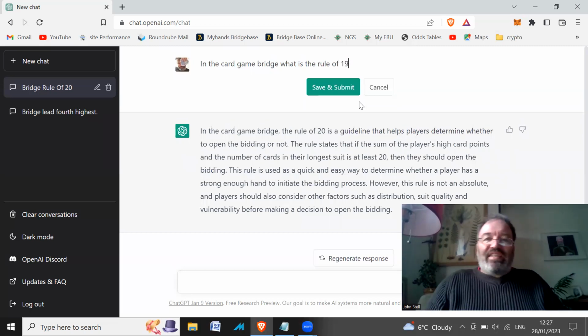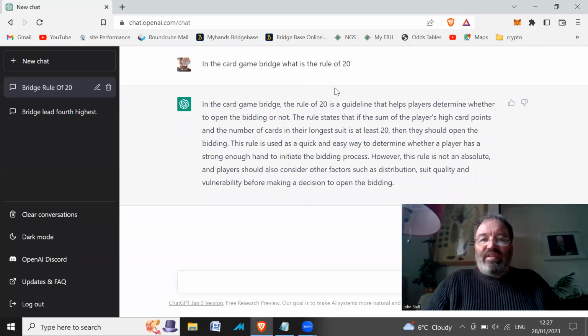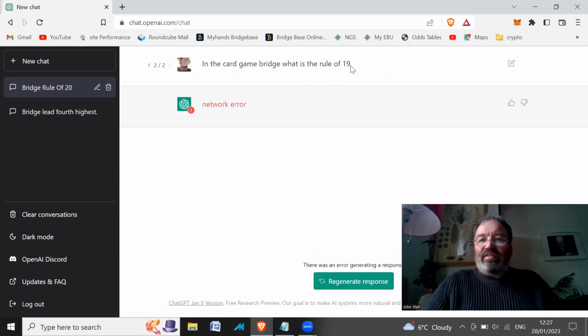So the rule of 19 is exactly the same as the rule of 20, it's just 1 point different. Oh, well, that's it. It just destroyed it. It couldn't handle it.